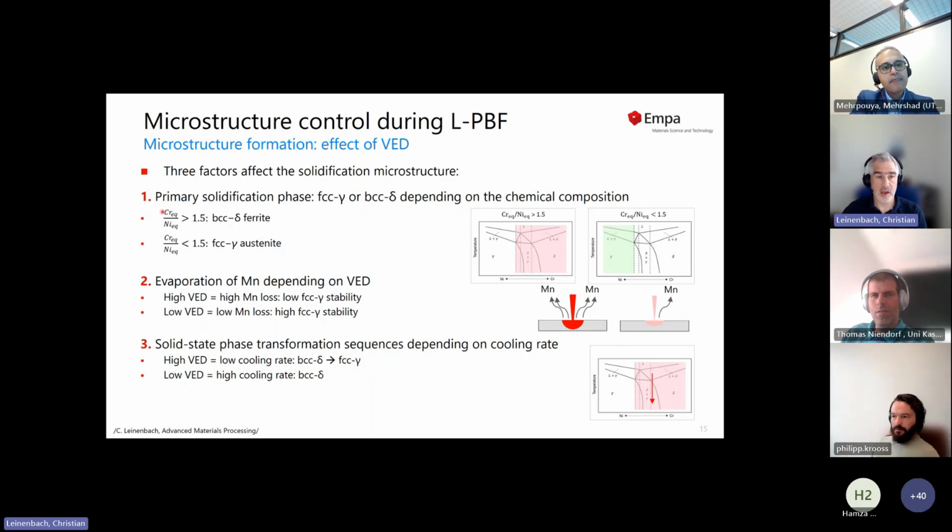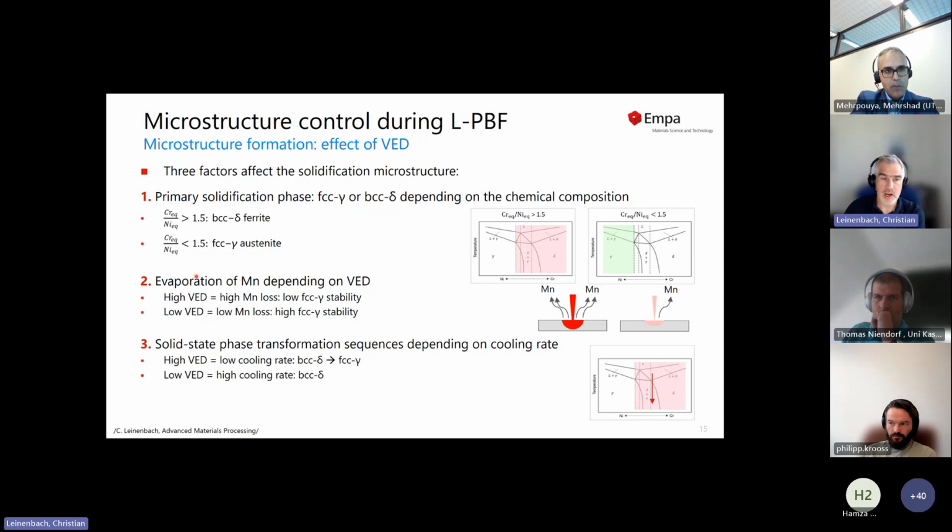So speaking in chrome equivalents and nickel equivalents, as a rule of thumb, if that ratio is larger than 1.5, the primary phase upon solidification is delta ferrite. If it is smaller, it's gamma austenite. So this is one thing. In our vanadium carbide alloy, carbon is an austenite stabilizer, so we fall on that side, but I will get back to that.